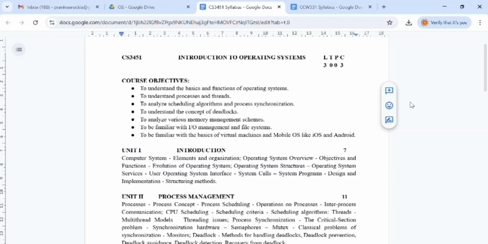We know that the computer is made up of hardware. In that we are going to execute software, so we need an interface between these two. That function will be done by the operating system.